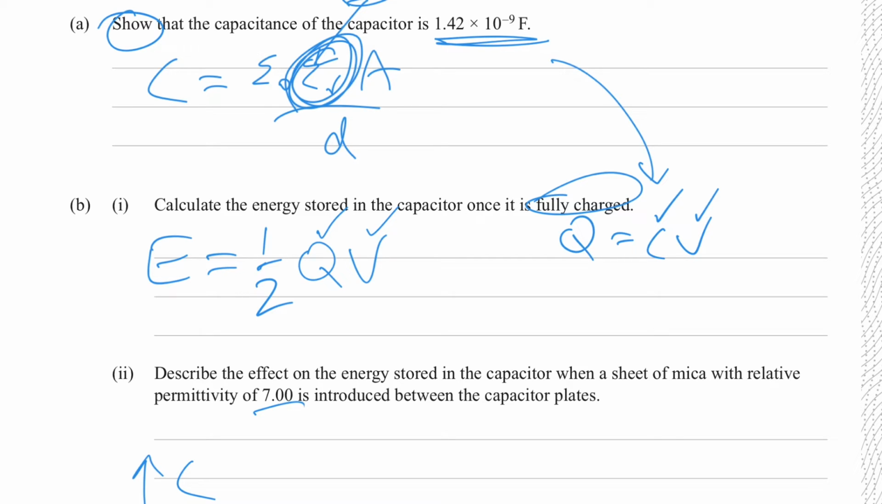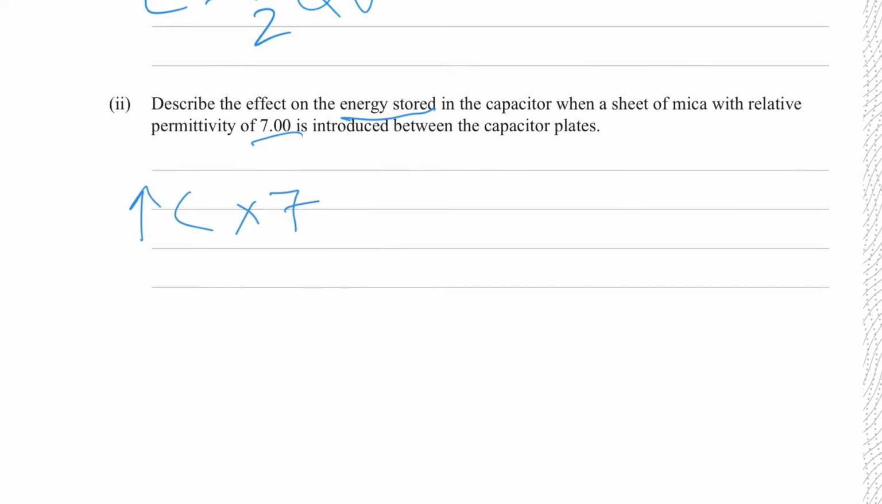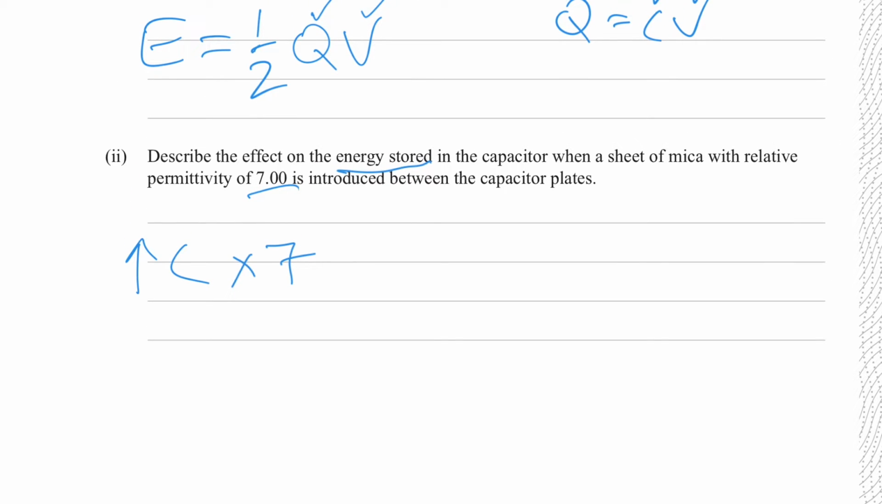So what's going on here? There we go. I was leaning on the screen again. So the effect on the energy stored. So you've increased the capacitance by a factor of 7. When you increase the capacitance by a factor of 7, I'm going to combine those two equations so you can see directly. So E equals half CV squared.